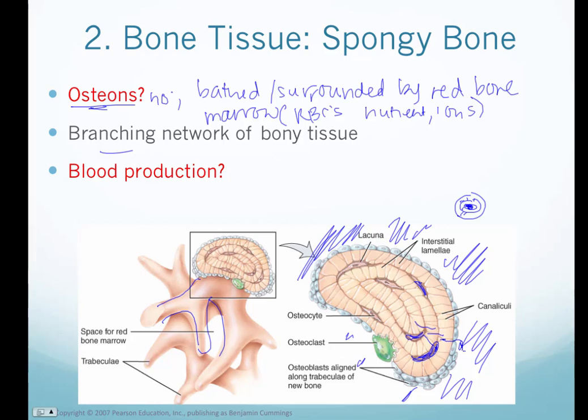We do have this branching network of bony tissue. These are called trabeculae. All of that sponge-like appearance that you see. And yes, we do have blood production. However, not all spongy bone produces red blood cells. So not all, but most.